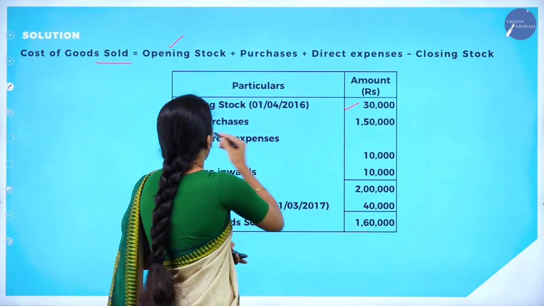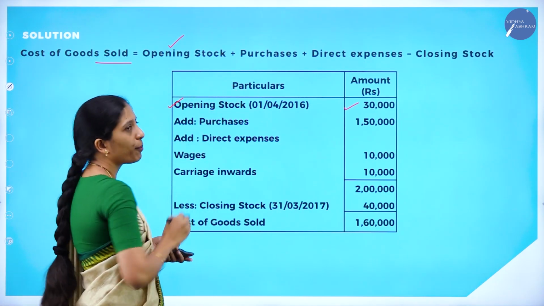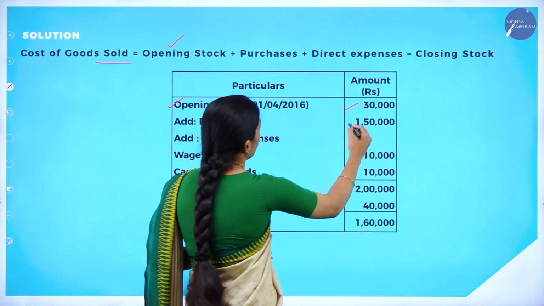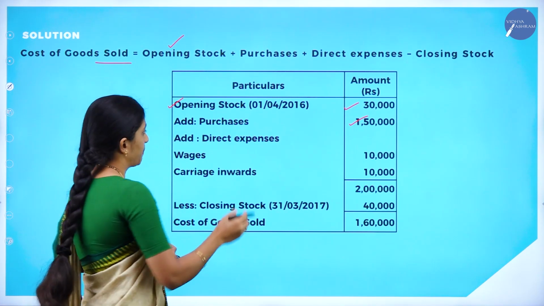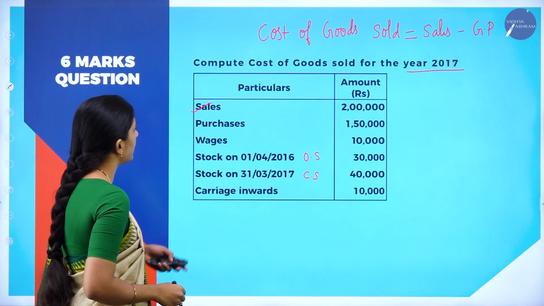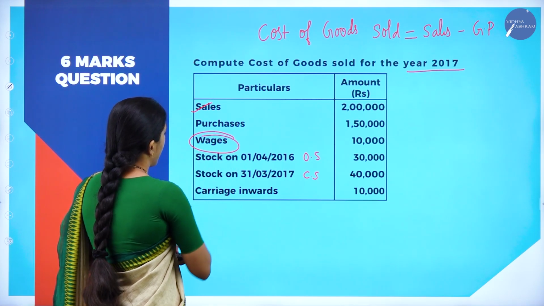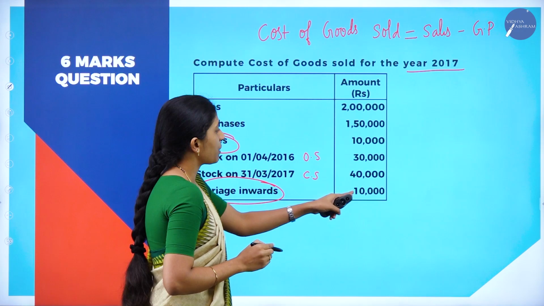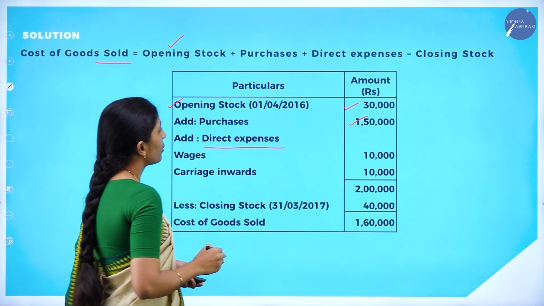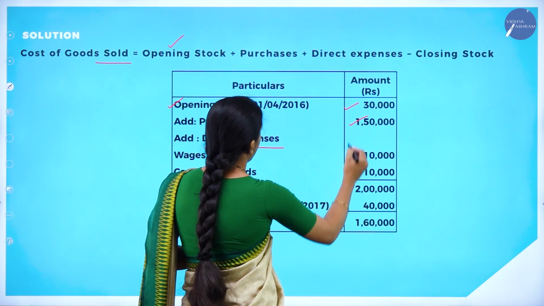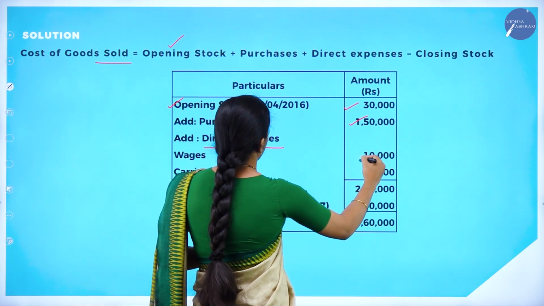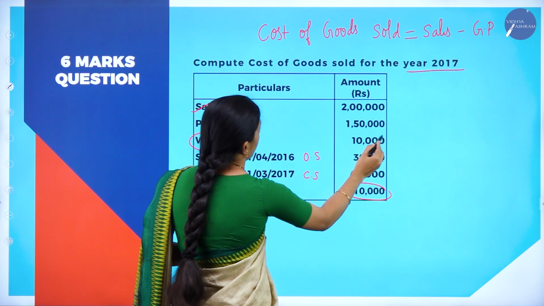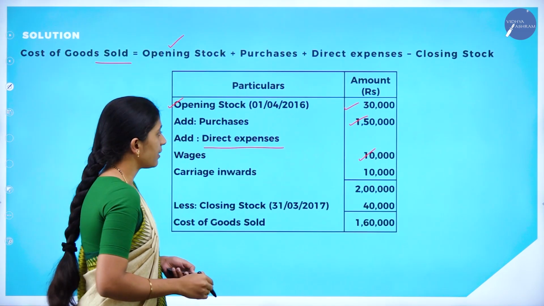30,000. Then add purchases. So according to the formula, add purchases. Purchases is 1,50,000. Then add all the direct expenses. So what are the direct expenses they have given in the question? Wages is a direct expense, carriage inward is a direct expense. So wages is 10,000, carriage inward is also 10,000.